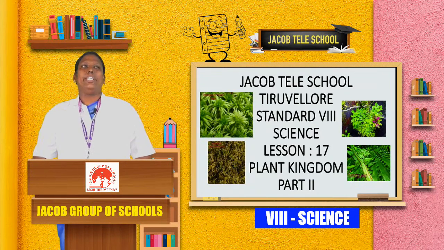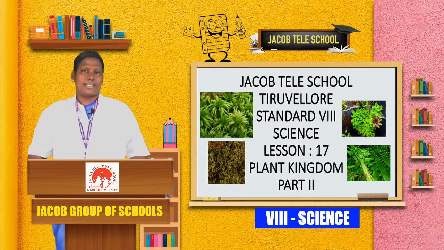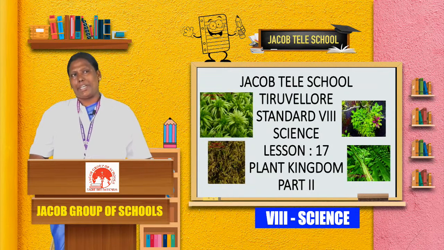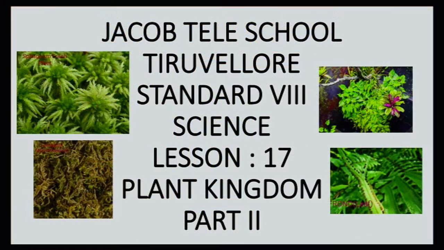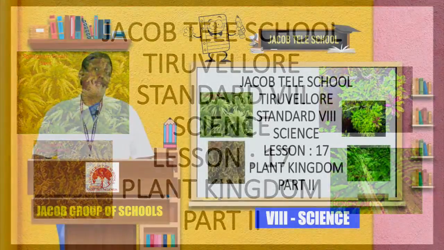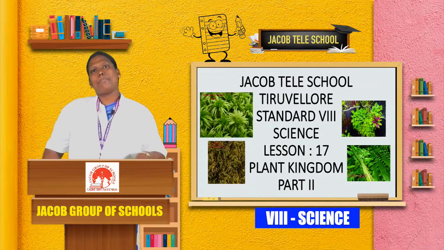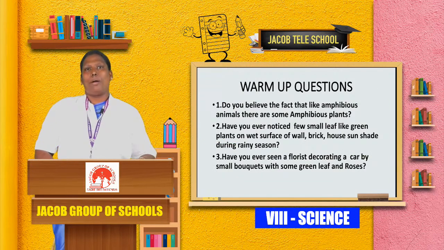So today we are going to study the moss plants called bryophytes and the fern plants called pteridophytes. I'll repeat, the entire plant kingdom is made up of algae, fungi, bryophytes, pteridophytes, gymnosperms and angiosperms. So already in part 1 we have studied algae and fungi, and being the second class, part 2, today we will be learning about bryophytes and pteridophytes. Now here we go for the warm up questions.